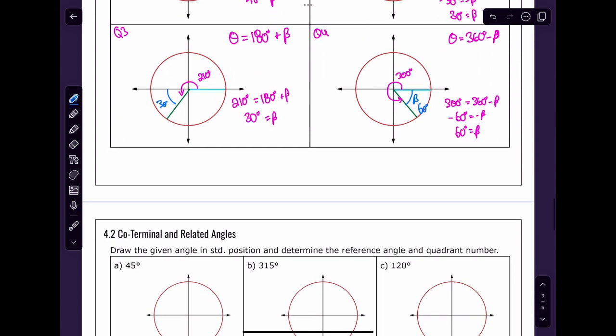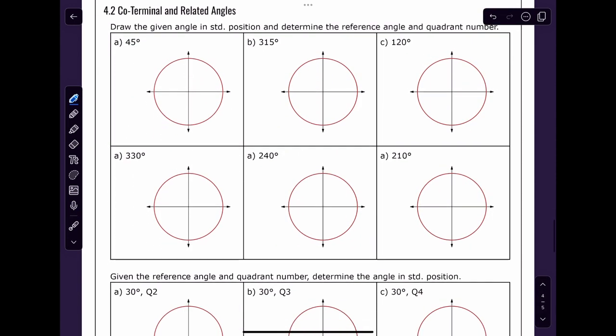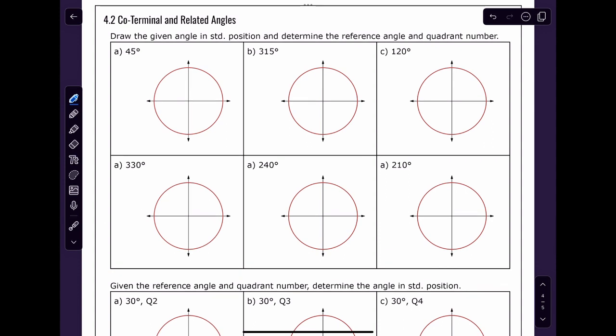So on the next page, we have some practice problems here. The first skill we want to make sure we have is we're able to draw angles in standard position. So this is 45 degrees. So it'll be in the first quadrant, and we denote with the direction arrow there, 45 degrees.